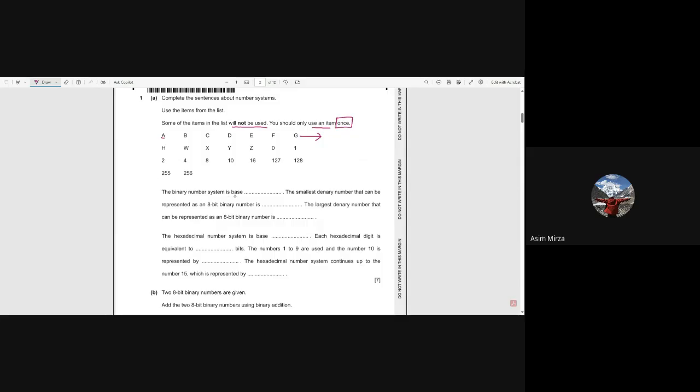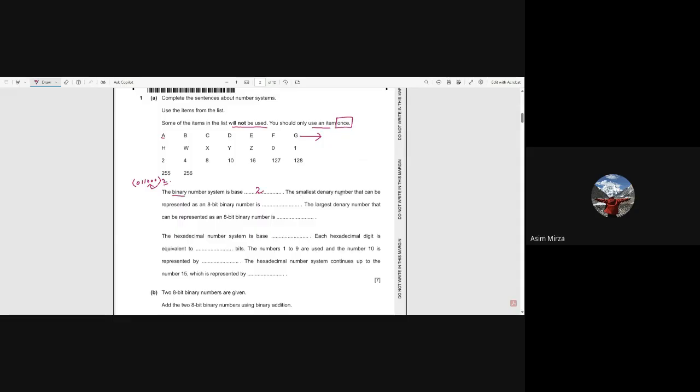The binary number system is base dash. Now you need to understand what is binary. Binary means we have two numbers, 0 and 1, or the combination of 1, 0, 0, 1, right? No other number is included in it, right? So that's why we call it binary. So the base is 2 because we have only two numbers, right? So the binary number system is base 2 system, right?